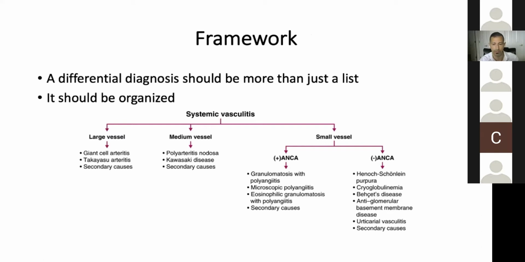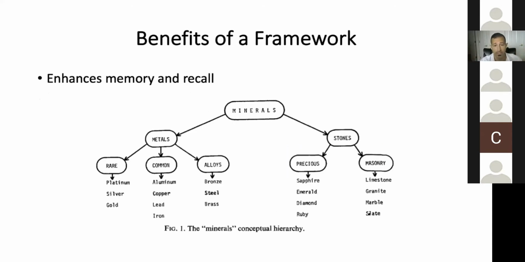We have large vessel, medium vessel, small vessel. If I have this in my mind, it's much easier for me to recall this list. And it's much easier to approach a patient with systemic vasculitis if I have this framework in mind. And that's one of the benefits of the framework system: it helps you with memory and recall.